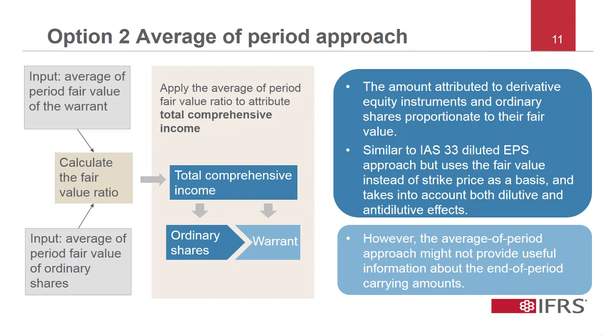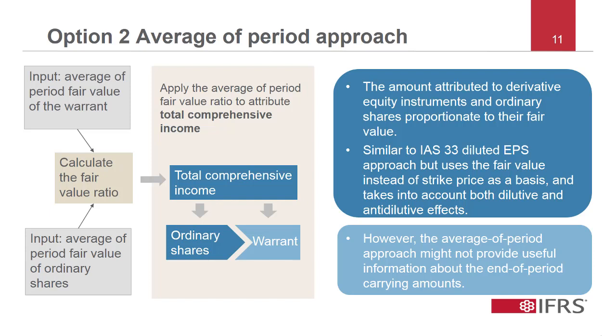Applying the average of period approach, the entity would calculate the amount of total comprehensive income attributed to a derivative equity instrument in 2 steps. Step 1. Calculate the average of period fair value of the warrant and the ordinary shares, and then calculate the ratio of the average fair value of the warrant and ordinary shares. Step 2. Apply the ratio calculated in Step 1 to the total comprehensive income of the period.